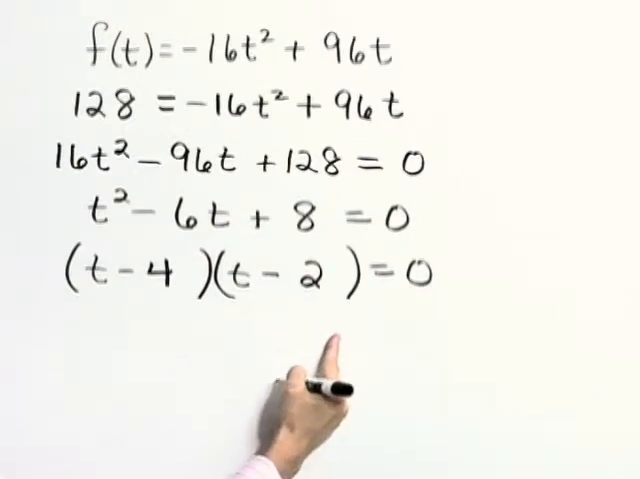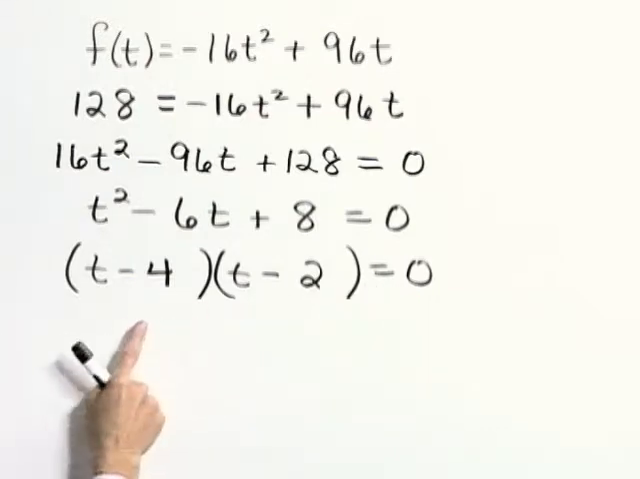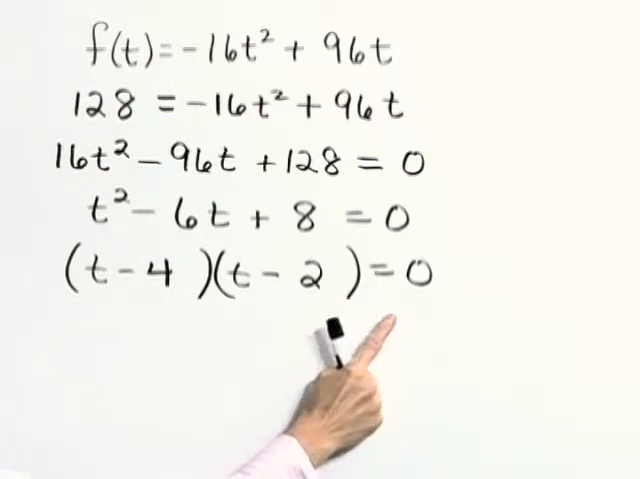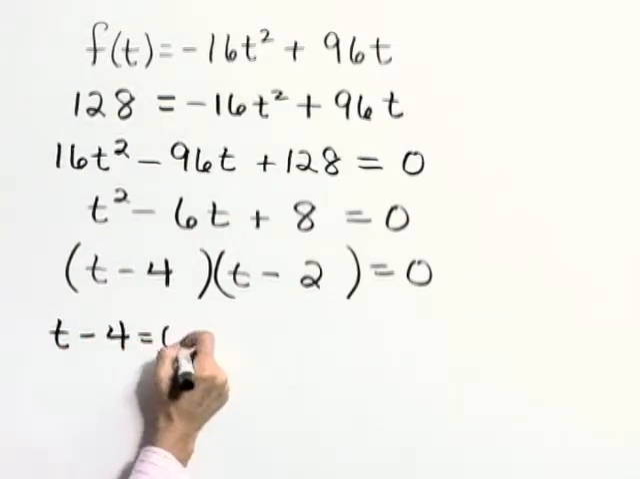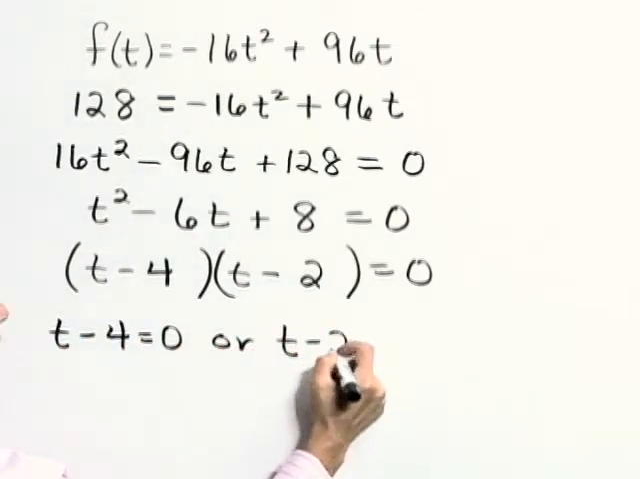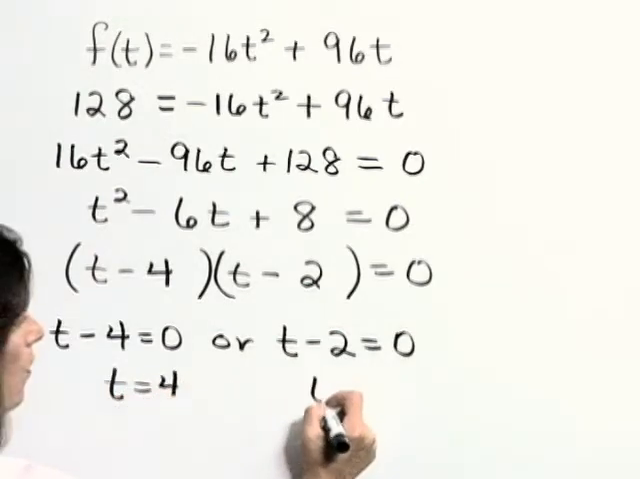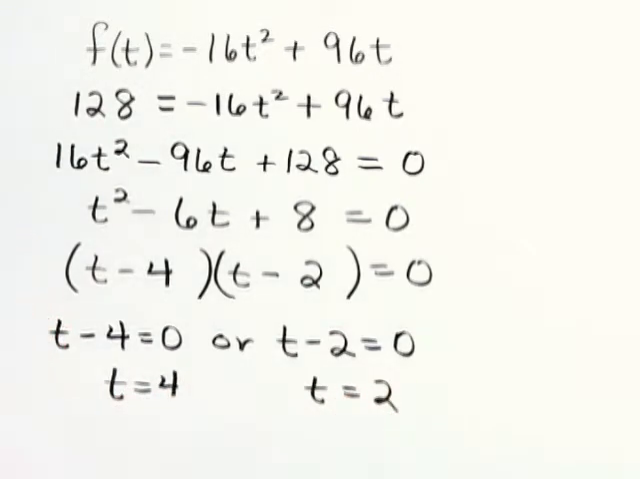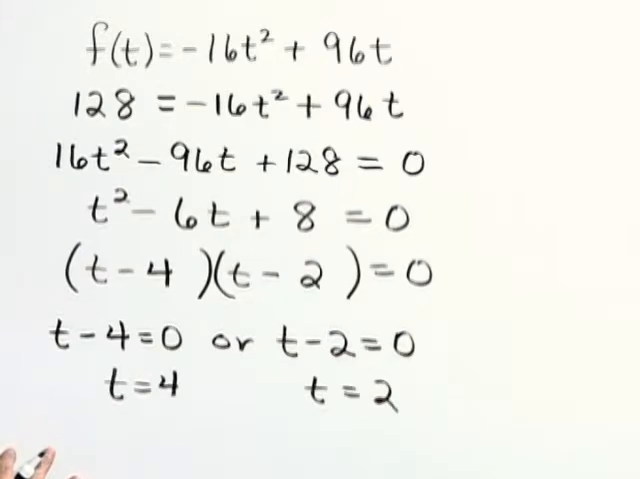Now to use our zero factor property, if we have the product of two things equal to 0, then one or the other, or both, are 0. So t minus 4 is 0, or t minus 2 is 0, giving t equal 4, or t is equal to 2. Checking both of these in our original equation gives a true statement.